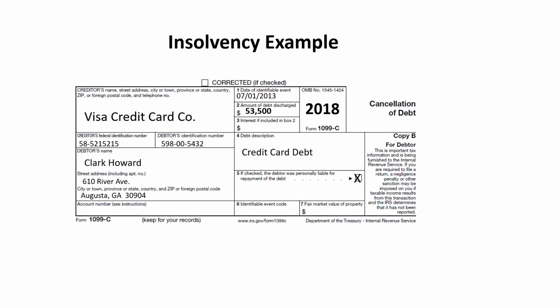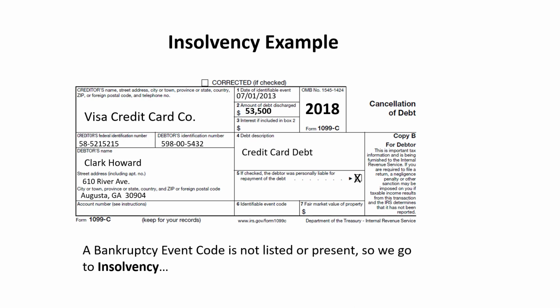Now for our final example, we'll look at an insolvency 1099-C issued by the Visa Credit Card Company to Clark Howard. It's credit card debt. The amount of debt discharged, $53,500, and a bankruptcy event code is not listed or present. So we go to insolvency.